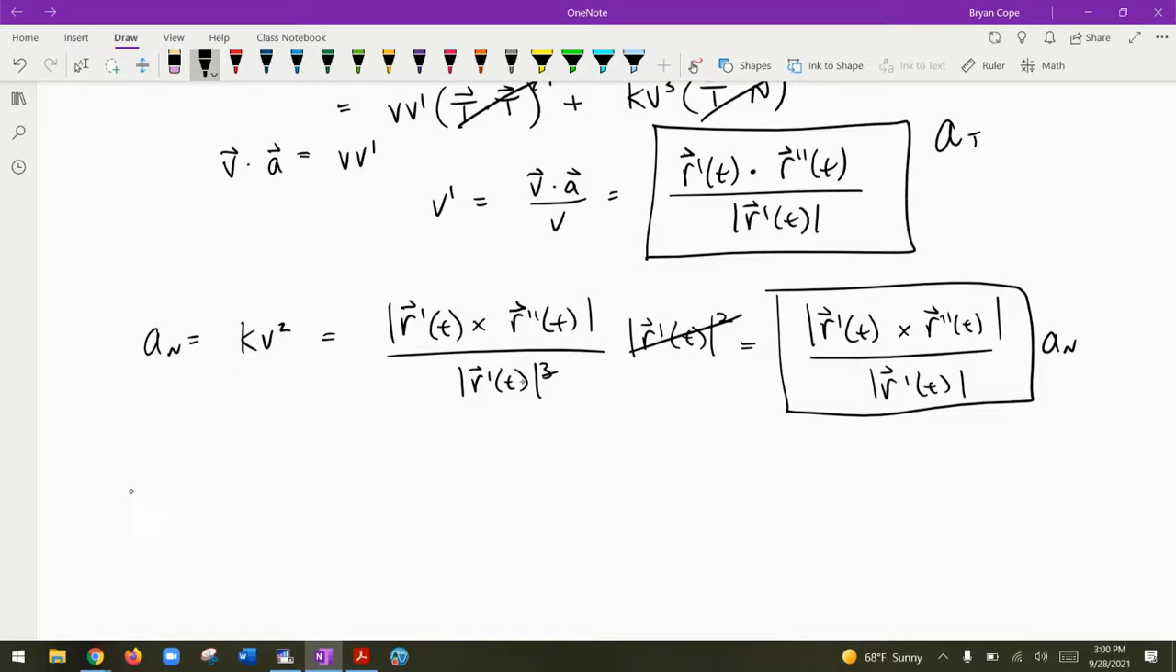So, given a curve, given r of t, any acceleration of that curve can be broken down into those two components, right? A sub t times T plus a sub n times N, where a sub t and a sub n are those two formulas.